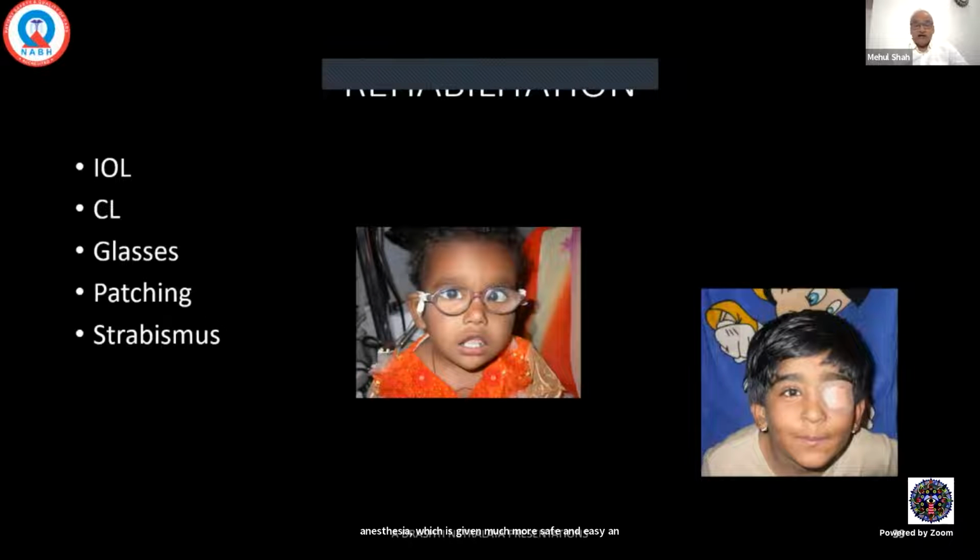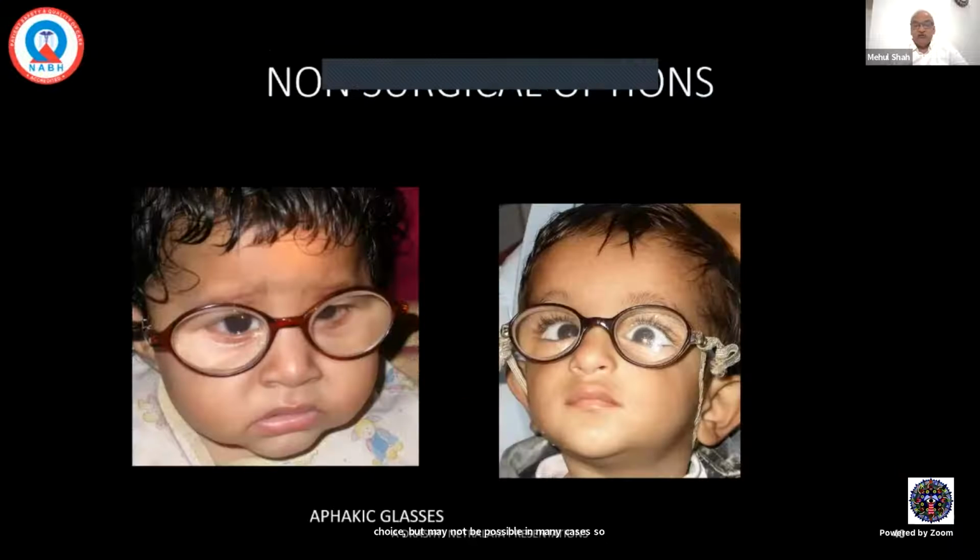Now, when we consider rehabilitation, many of these children do not have zonules, or any support for the lens. So how do we rehabilitate this patient? As we all know, intraocular lens is the first choice, but it may not be possible in many cases. So contact lenses, glasses, patching, strabismus management will all follow. If there is no support, we use aphakic glasses, but in these children trauma is mainly monocular, so it is extremely difficult to manage monocular glasses because the child will never wear them.